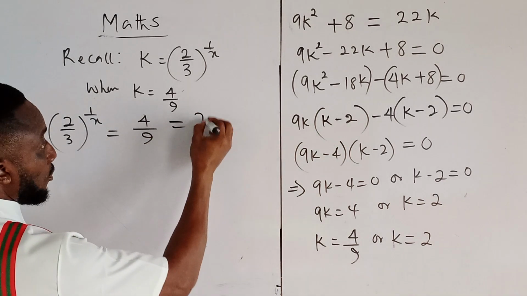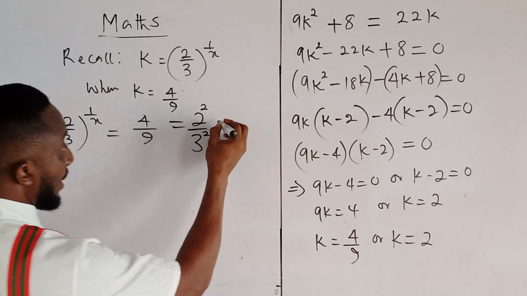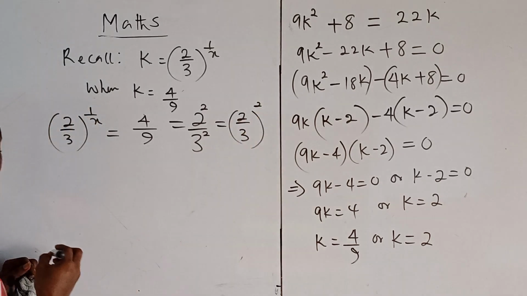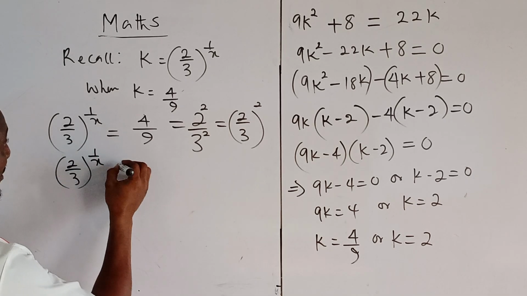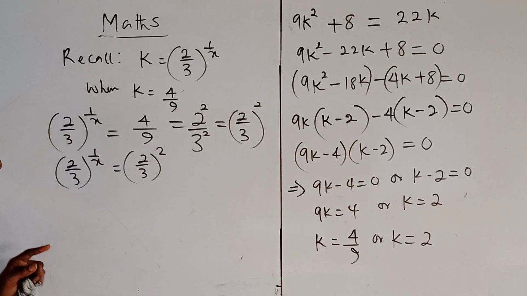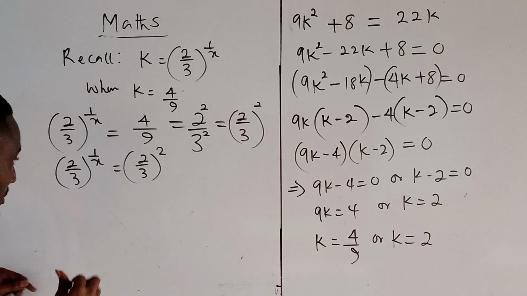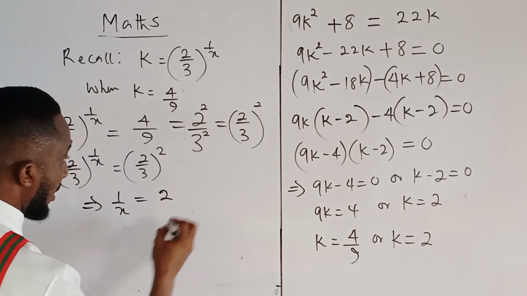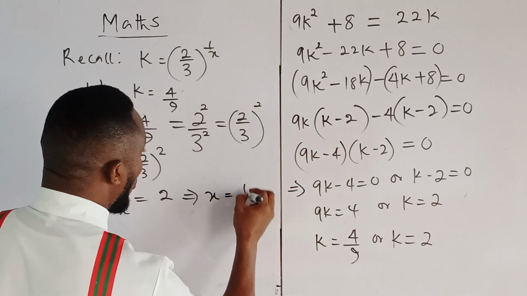And 4 is 2 squared, 9 is 3 squared. I can also write this as (2 upon 3) all squared. So if we have (2 upon 3) to the 1 on x equal to (2 upon 3) all squared, we can see that the bases are the same. It means that the exponents are equal. So this implies that 1 on x equal to 2. That also implies that if I take the inverse on both sides, x equal to 1 on 2.